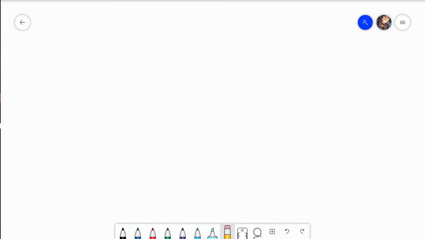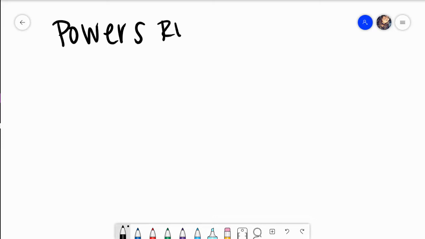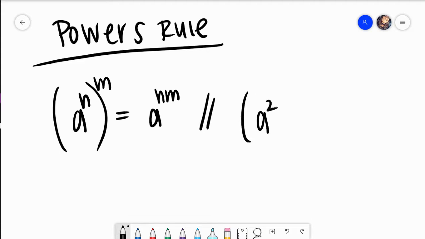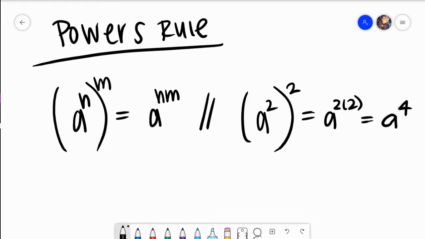There's another rule called the power rule. This is saying that we're dealing with powers, which is another way to say exponent. But if you have a variable raised to a power and then it's raised to another power, power to a power, you multiply your powers. An example of that would be a squared, and then you do your times 2 and you would get a to the 4th.